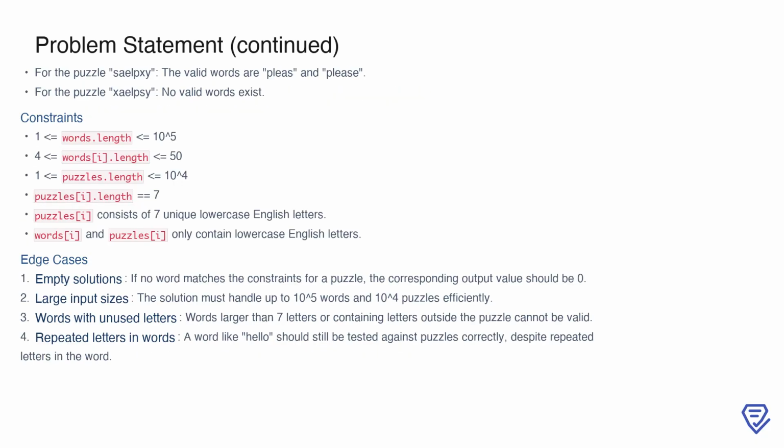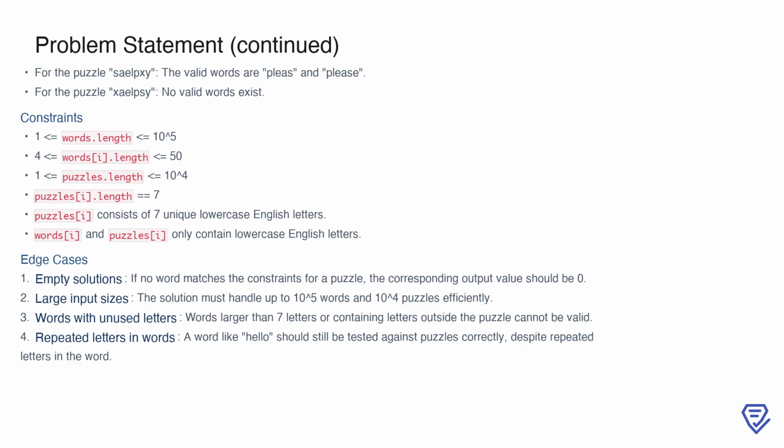Now, let's look at another example to further solidify our understanding. Here, the words list contains apple, please, and please, while the puzzles list includes elwixes, elkses, elpsxi, selpxi, and zelpsi. The output for this input is 0, 1, 3, 2, 0.